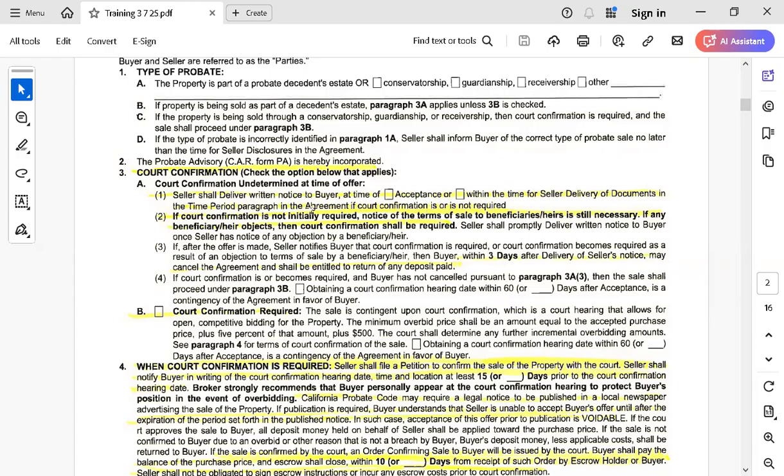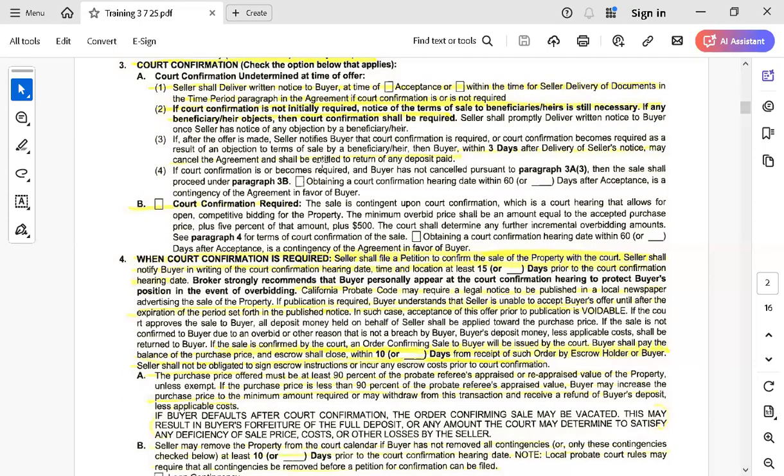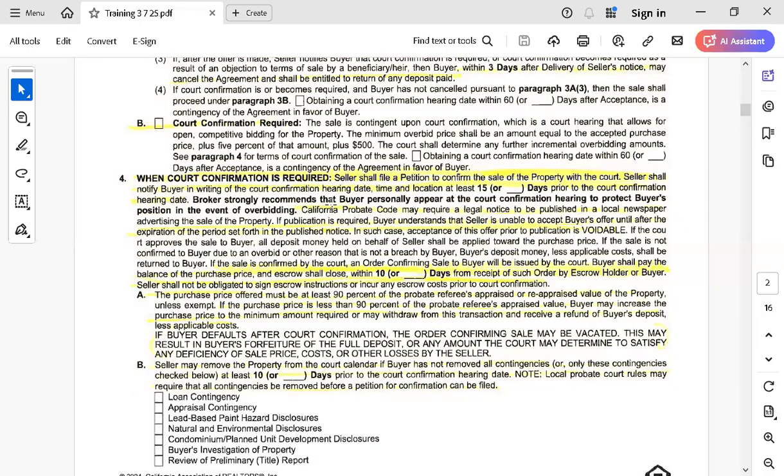So if court confirmation is not initially required on these agreements, the notice of the terms of the sale to beneficiaries and heirs is still necessary. So if any of the beneficiaries or heirs object, then court confirmation is required, okay? So maybe the listing agent knows up top and they will tell you, yes, it's required. So in that case, you'd be checking 3B, okay? So there's a lot of ins and outs of this.